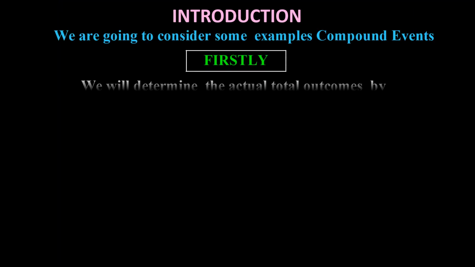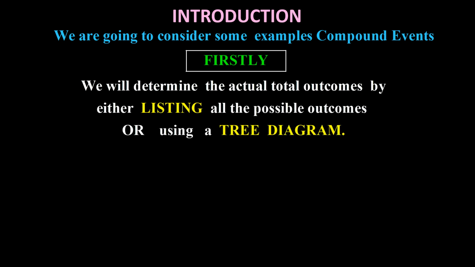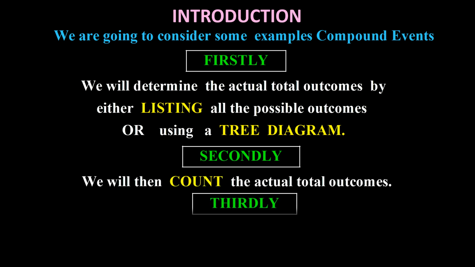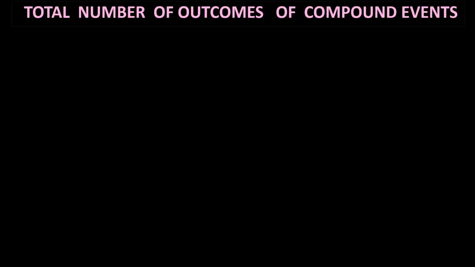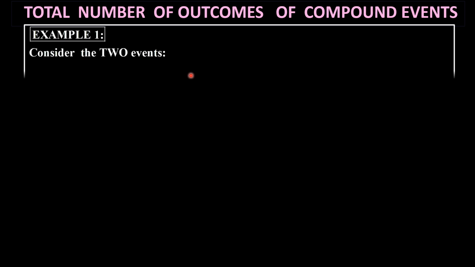So the procedure we're going to follow is as follows. Firstly, we're going to list all the outcomes, or use a tree diagram. After doing that, we'll be able to count the actual number of outcomes. And lastly, from that counting, we'll be able to generalize and derive a simple calculation rule for determining the total number of outcomes. All right, let's consider an example of how we can determine the total number of outcomes of compound events using tree diagrams and listing the outcomes.